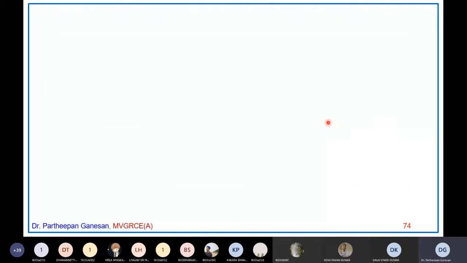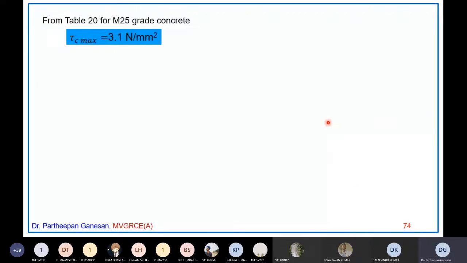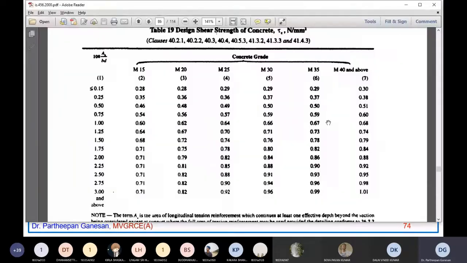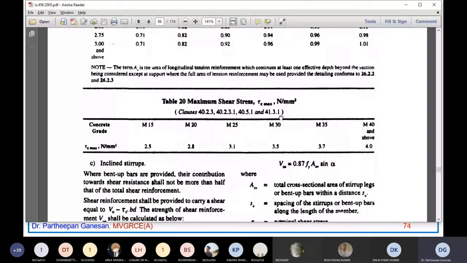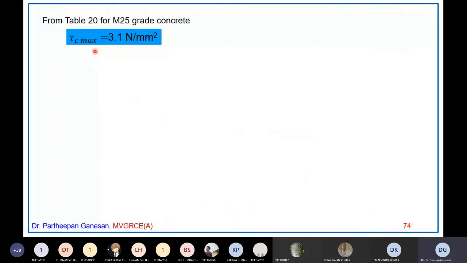So therefore, and also from table 20 for M25 grade concrete, tau c max is 3.1. That again you can see in the board at the bottom. Remember, if your tau v is more than this tau c max, the design is completely wrong. You have to redesign. You have to increase the depth. You cannot have a nominal shear stress more than the tau c max. So please remember that. That is why we are always comparing tau c max.